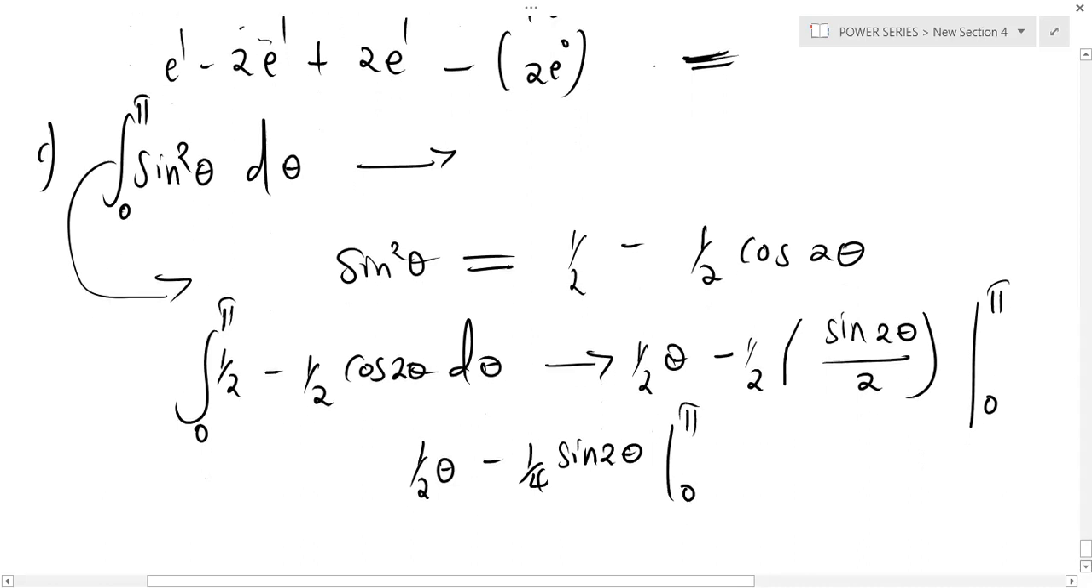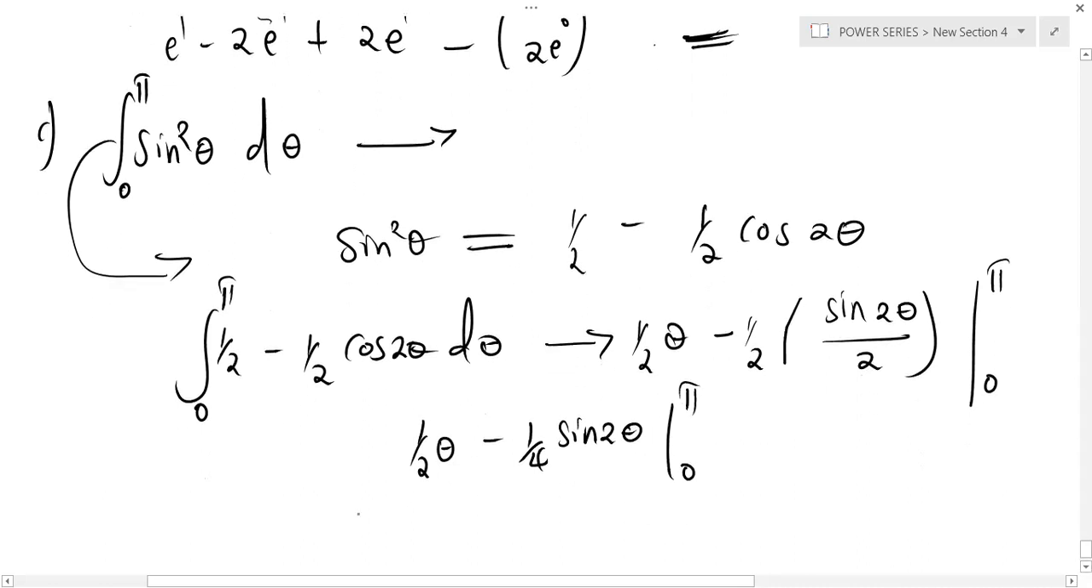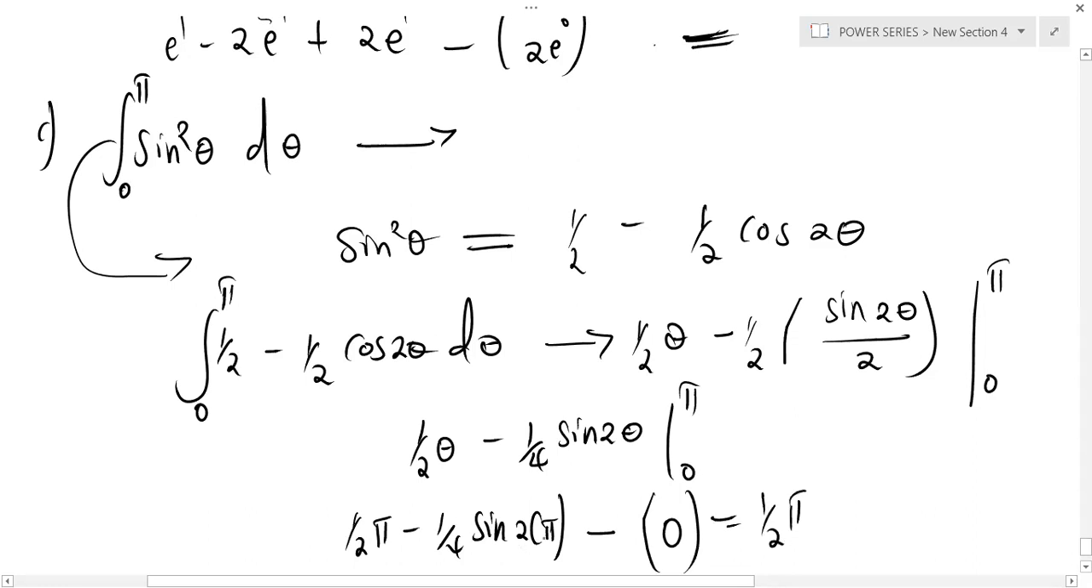So first we replace with pi, then we replace with 0. So I have a half pi minus a quarter sine 2 pi, minus, now let's replace with 0. Replacing 0 here, you'll get 0. Sine of 0 is also 0. So this side, we just get 0. So evaluate this: I have a half pi. Sine 2 pi, pi is 180 degrees, so sine 360 is 0. So this also gives you 0. So your answer is a half pi. That is your answer, a half pi, for those who did it correctly.